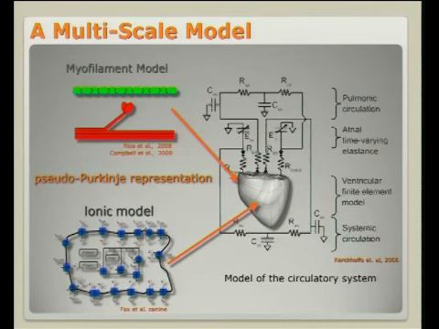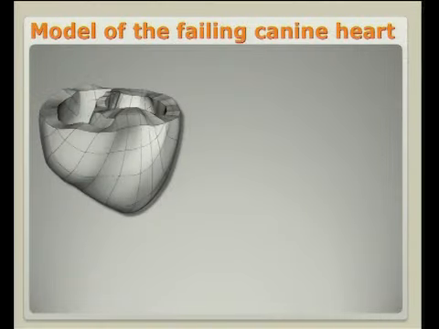We have also a pseudo-Purkinje representation, and then we embedded all that in a model of the circulatory system, which we also modified from Andrew's lab. Our modification consists in the ability to maintain constant volume during isovolumic contraction. All this constitutes our multiscale electromechanical model, and we use that in the normal heart, and then we model the failing heart. So this is the mechanical mesh for the failing heart.